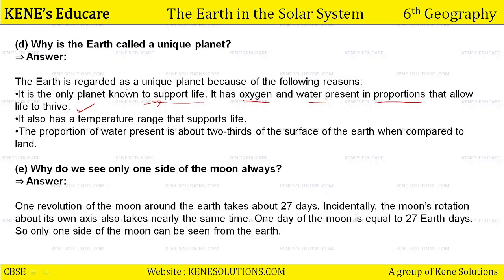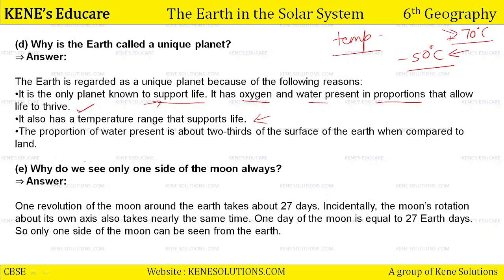Second reason why Earth is unique, because it also has a temperature range that supports life. यहाँ पे इस type का temperature रहता है that we can survive. अगर यहाँ पे minus 50 degree temperature होना शुरू हो जाए, या फिर 70 degree Celsius, इतना heat या इतना cold, अगर ऐसे temperatures होने लग जाए, then Earth पे भी life नहीं हो पाएगी. Right? But Earth has very manageable and balanced range of temperature which supports life.